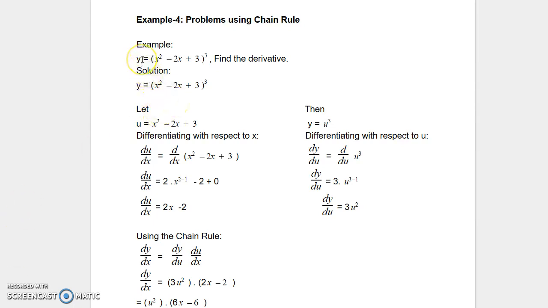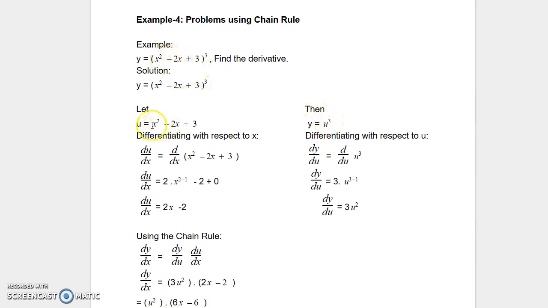Let's say we have a function y is equal to x squared minus 2x plus 3, the whole thing raised to the power of 3, and we want to find the derivative of this type of complex function. This is the complex function. So we want to identify the inside function and we want to identify the outside function.